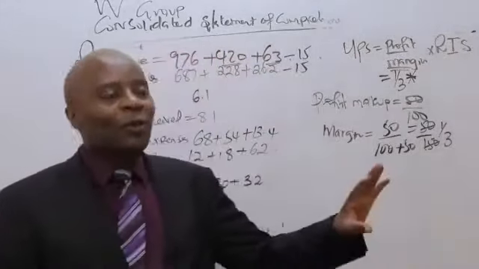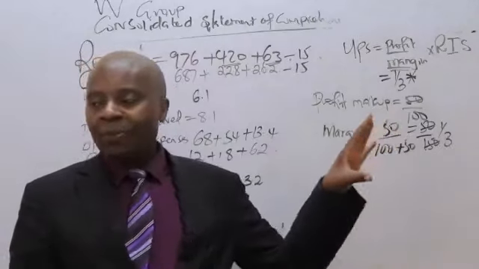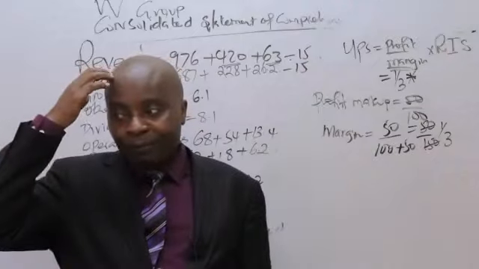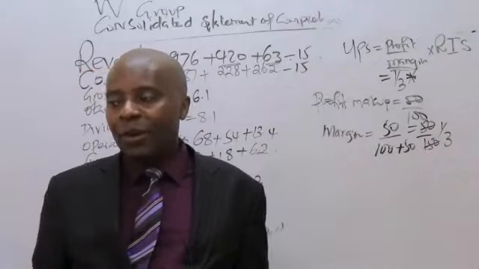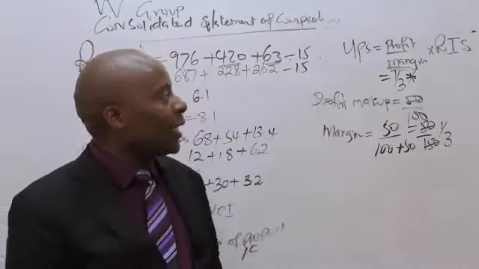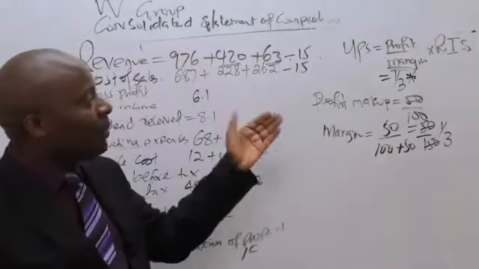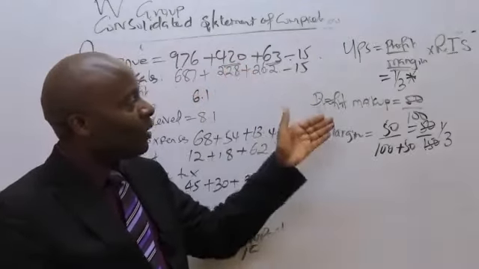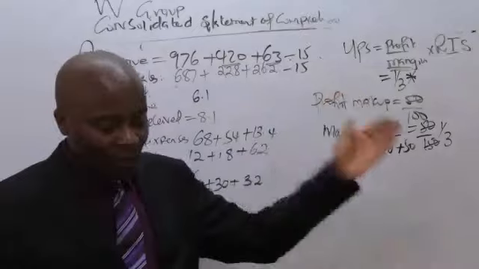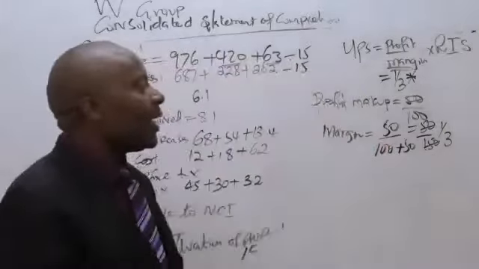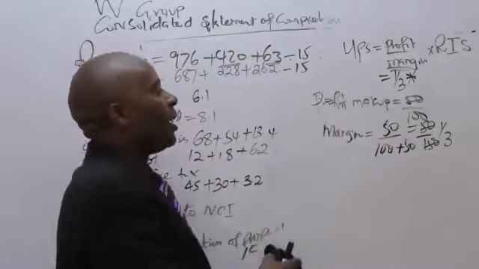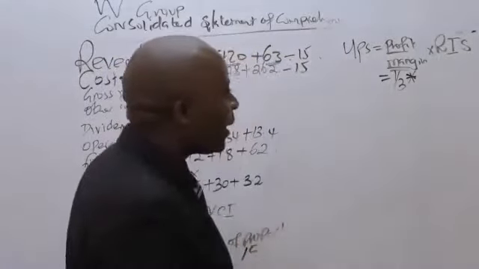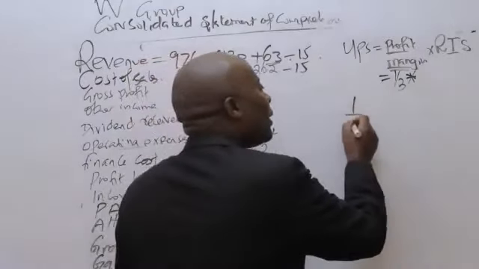So first of all, are we together up to here? Margin has a bigger denominator. Thank you very much. So once I've gotten this margin, to get unrealized profit on stock, I'll take the margin times REIS. REIS means remaining intra-sales, which is 15. So it is a third times 15.